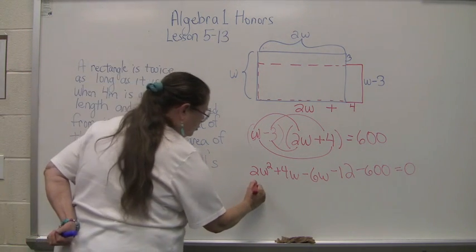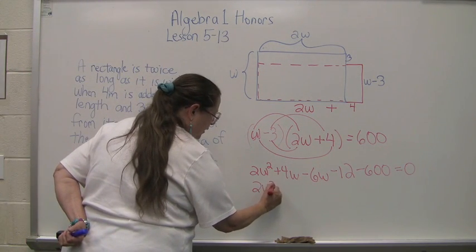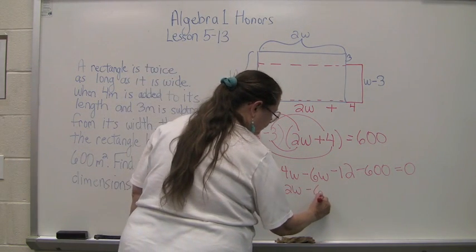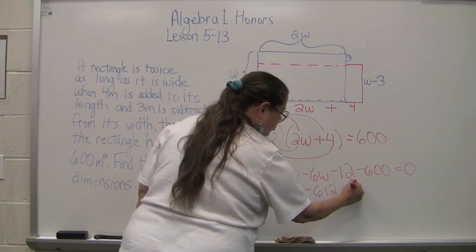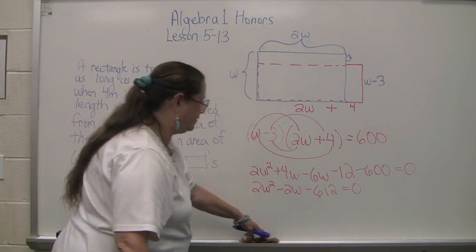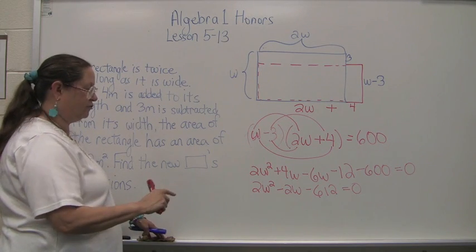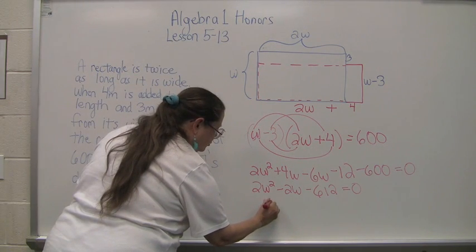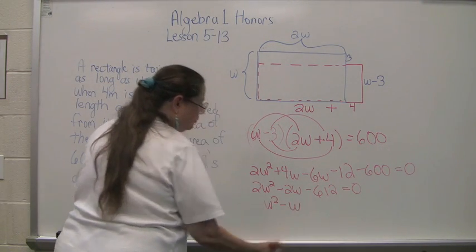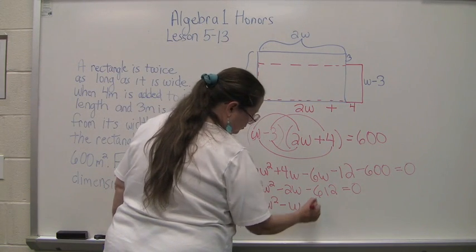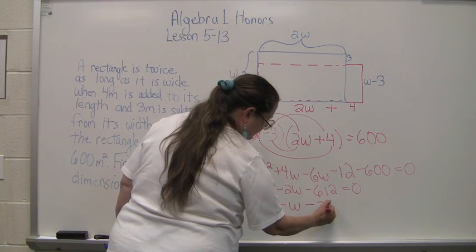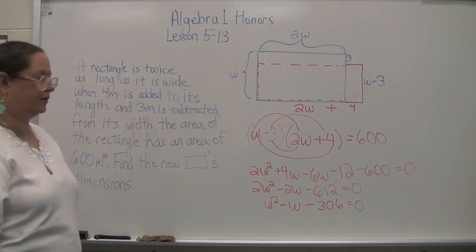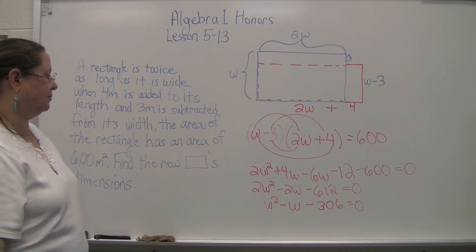Okay, now we have 2W squared minus 2W minus 612 equals 0. Now, the first thing we should notice there is we can take a 2 out. We can factor a 2 out. And if we divide everything by 2, we get W squared minus W minus, let's see, when we divide this in half, we get 306 equals 0. So we've divided everything on both sides by 2.